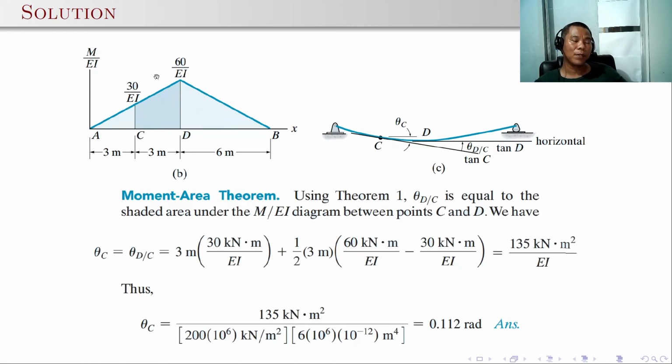Again, we have a trapezoidal loading. It's easier if you just divide it into rectangle and triangle. For the rectangle, we have 30 over EI, the height, times the width, 3 meters, plus the triangle, 1/2 of the base, 3 meters, times the height, 60 minus 30. Then theta C is 135 kilonewton meter squared over EI, since we have multiplied it with another meter over EI. Thus, theta C, by applying the values of E and I, is equal to 0.112 radians.